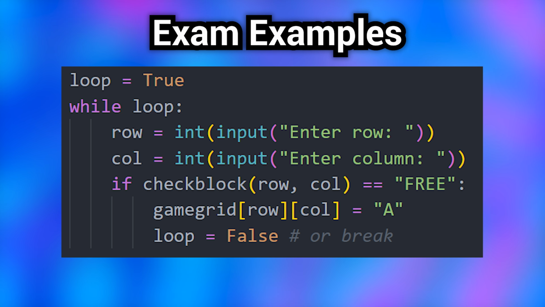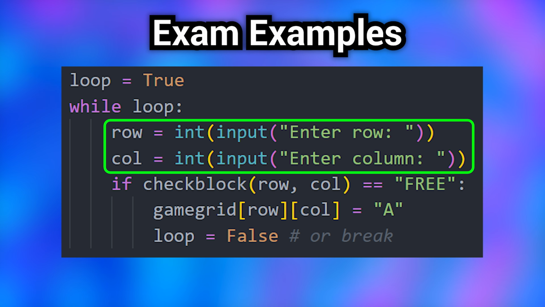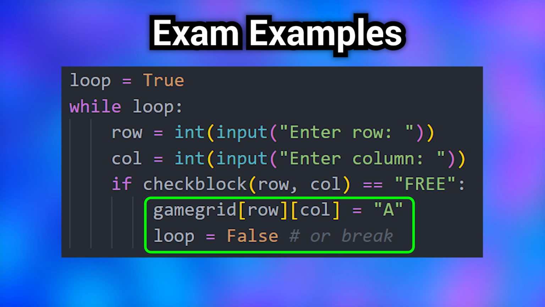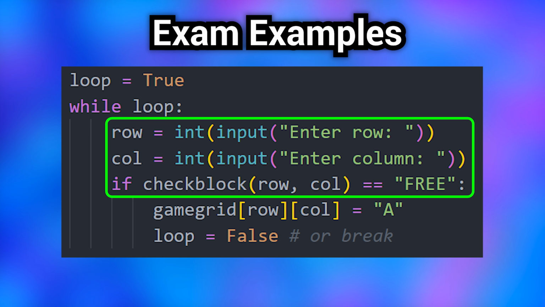So as a quick recap, we're doing a loop. We take in the row and column from the user, we put the row and column into a function, see if it returns FREE. If it does return FREE, we set that position in our 2D array to A and break the loop. If not, it keeps looping around and around.